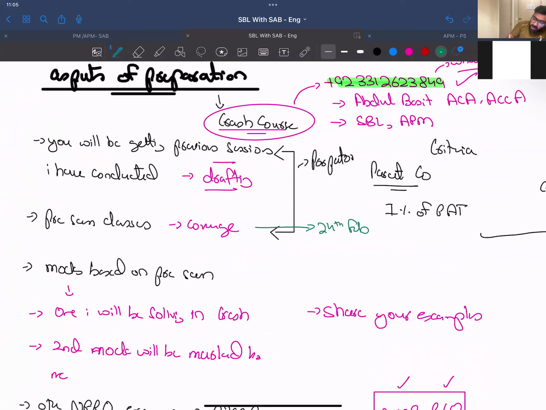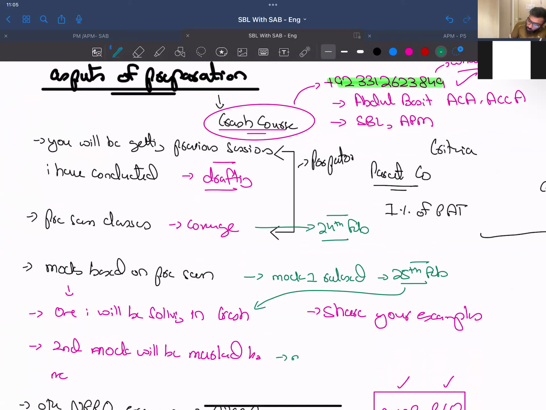If someone has taken all my classes, you just need this annotated notes that I'm going to share in the group itself. So no worries, right? Then mock based on the pre-seen, mock 1 is already released, right? The answer of mock 1 will be released on 25th Feb. I'll upload a class discussing the answers, so that will be part of the crash course, right?